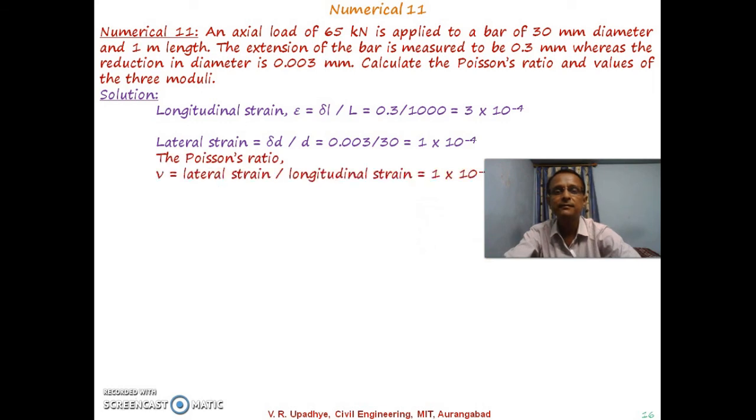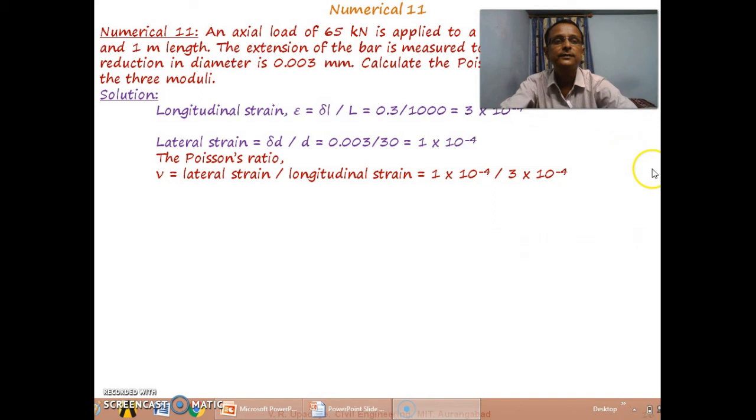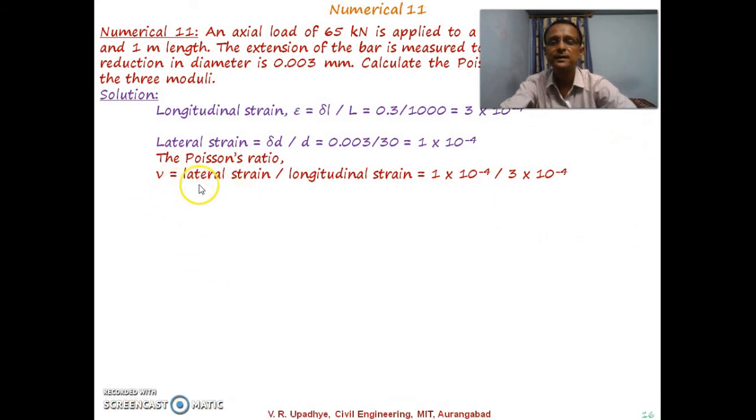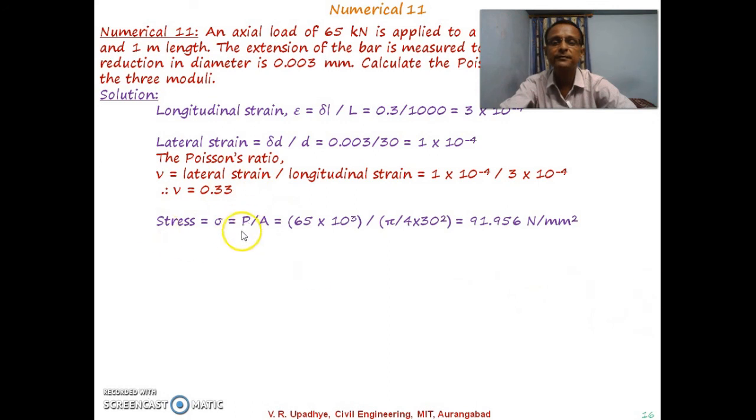Further, we can find Poisson's ratio. This relation is known to us: Poisson's ratio is the ratio of lateral strain to longitudinal strain. With lateral strain 1 and longitudinal strain 3, we get mu as 0.33. Now the stress is calculated: load divided by area of cross section. The force applied is 65 kilonewton and the original diameter is 30 mm, so the area of cross section is pi by 4 times 30 square. With this calculation we get stress as 91.956 Newton per mm square.